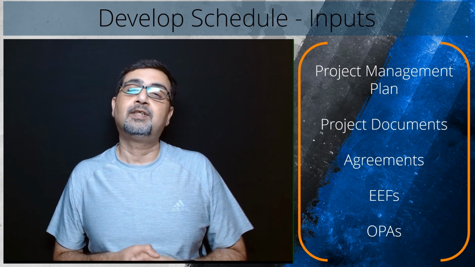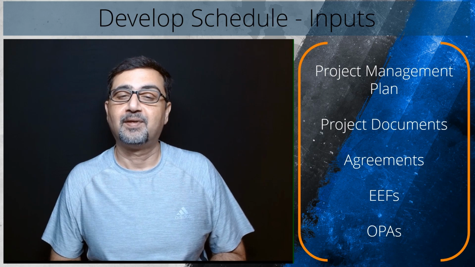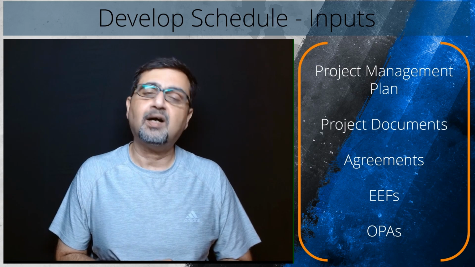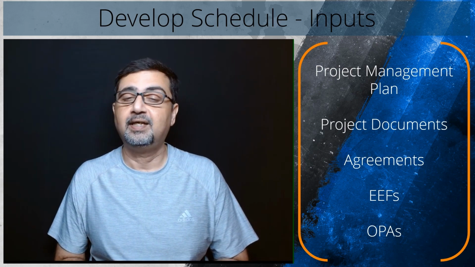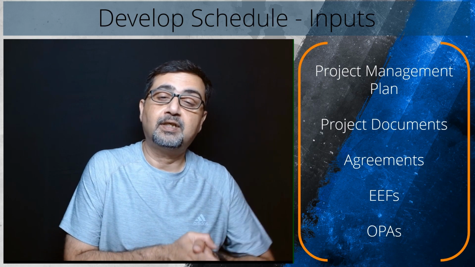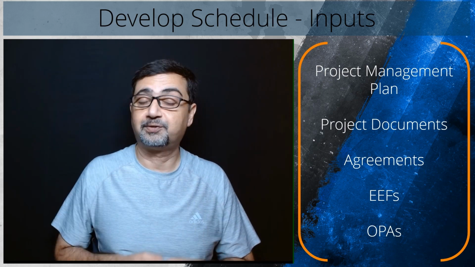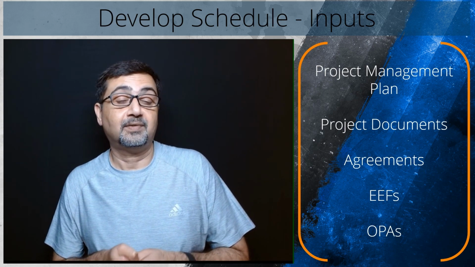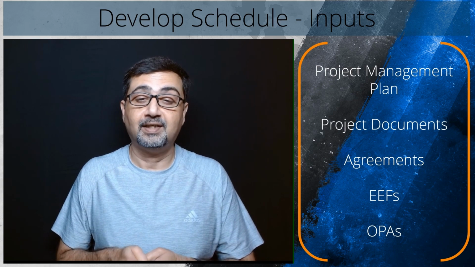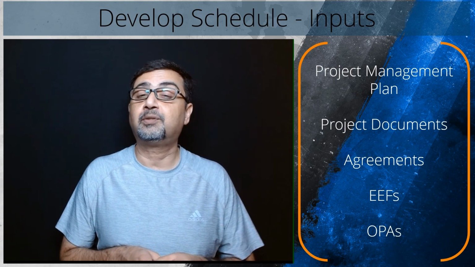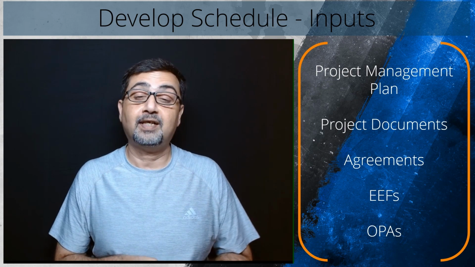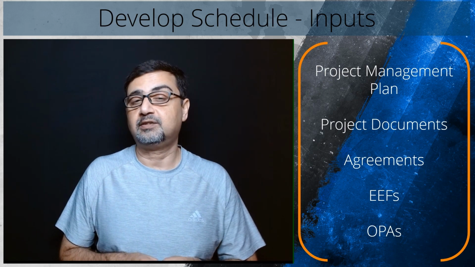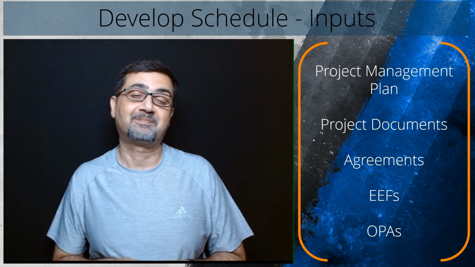First off, we have the project management plan. The schedule management plan and the scope baseline are parts of the project management plan that have been incorporated in the develop schedule process inputs. Schedule management plan describes the creation, execution, monitoring, and management procedures for the project schedule. It outlines the procedures, resources, and approaches that should be utilized to create and revise schedules.